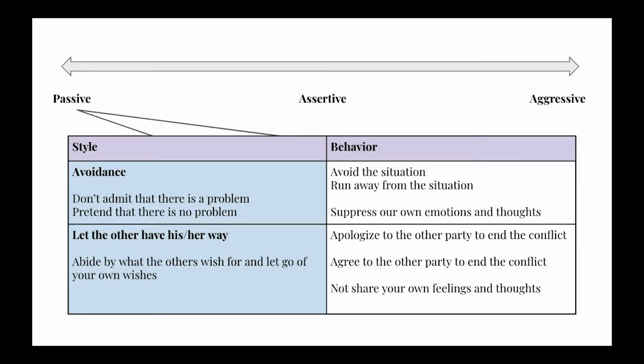Another passive response to conflict is to let the other have his or her own way, which is to abide by what the others wish for and let go of their own wishes. Unlike avoidance, this is a case of someone actually facing the conflict, but apologizing to the other party or agreeing to the other party to end the conflict, even though this behavior may be contrary to what they truly feel or think inside. They keep their feelings and thoughts to themselves so that they don't exacerbate the conflict.